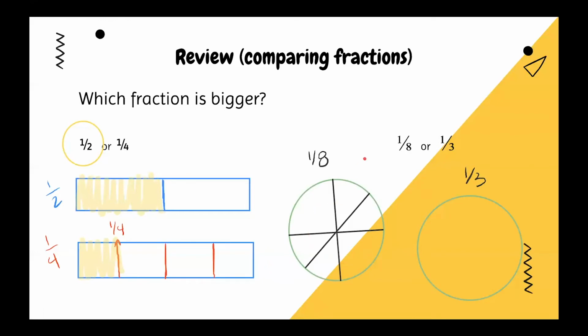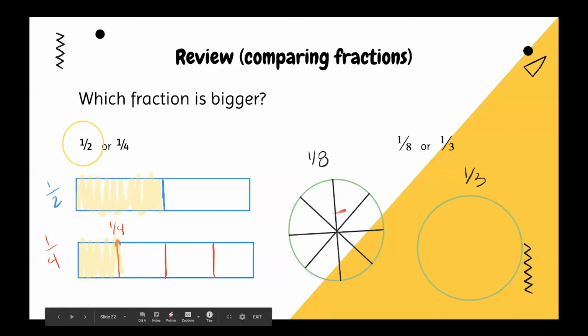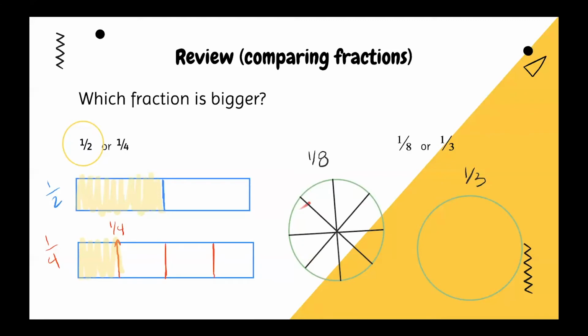All right, so let's try and do one more. All right, let's check this. So it does look all equal at this point. 1, 2, 3, 4, 5, 6, 7, 8. So we do have 8 pieces here. We're going to go ahead and highlight in red what 1/8 is. So here is 1/8.